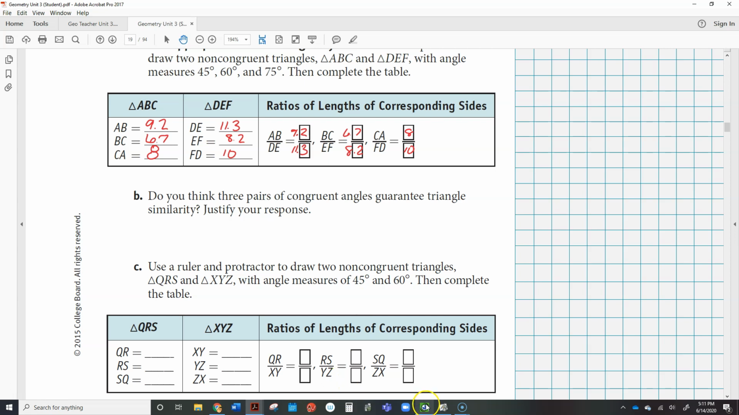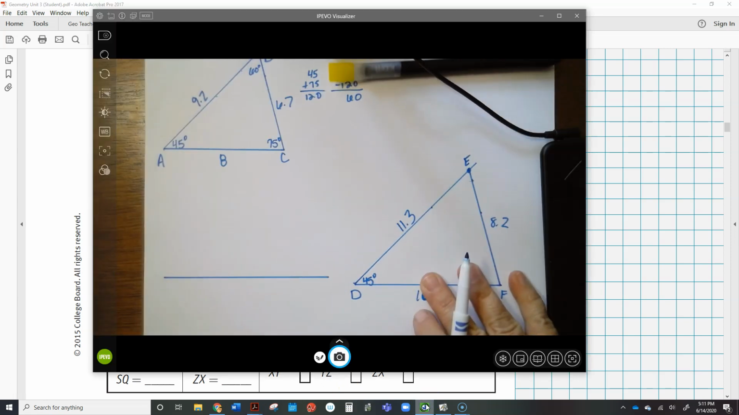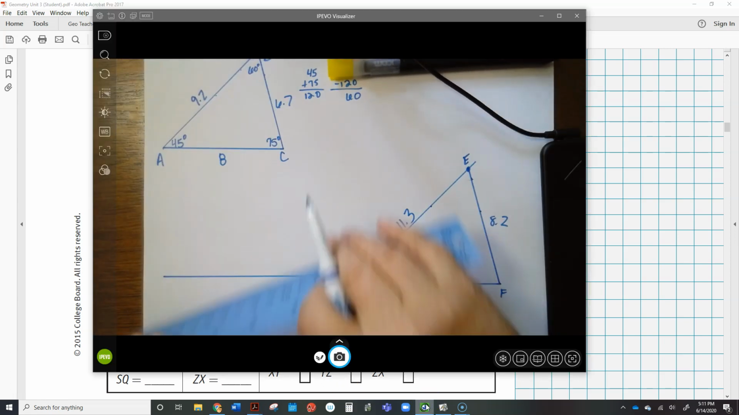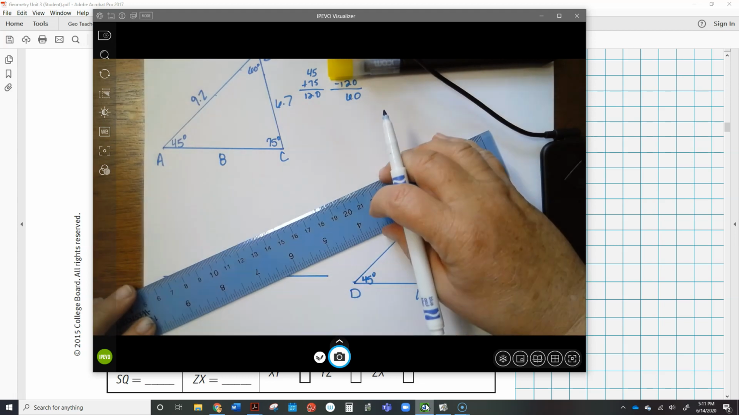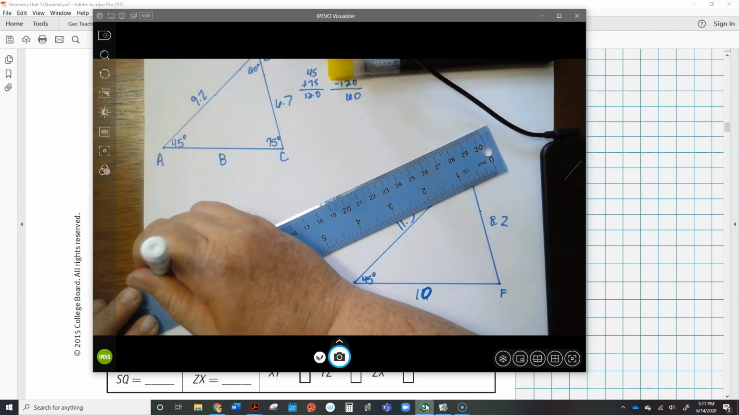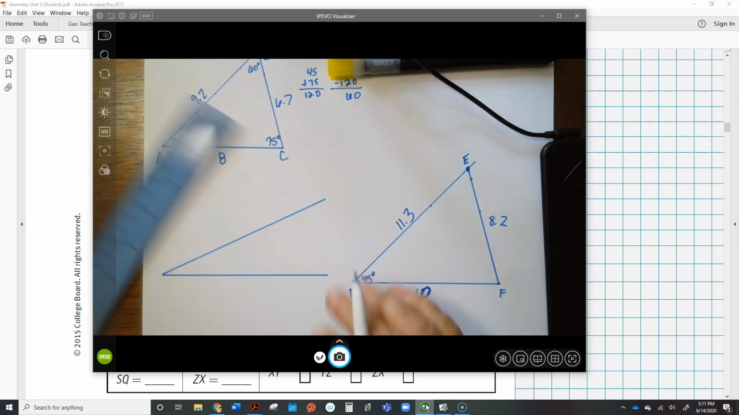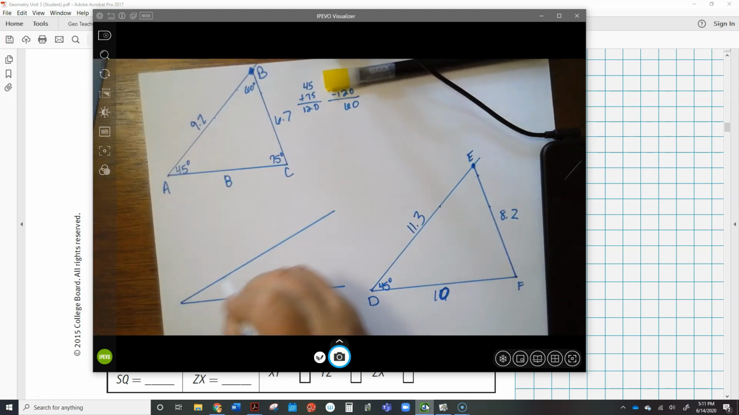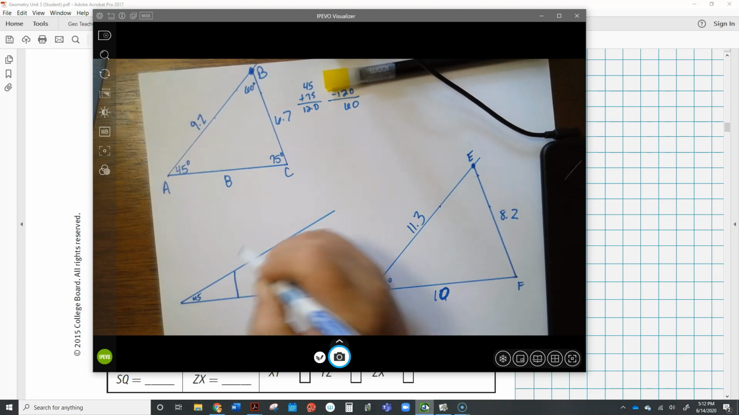I guess you want to see. I could have drawn my picture like this and made this a 45-degree angle. I'm just pretending that I'm making it a 45-degree angle, okay? So I could have this first triangle right here. This is a 45-degree angle. And if I put my mark in here sideways, I could have made sure it was a 75-degree angle.